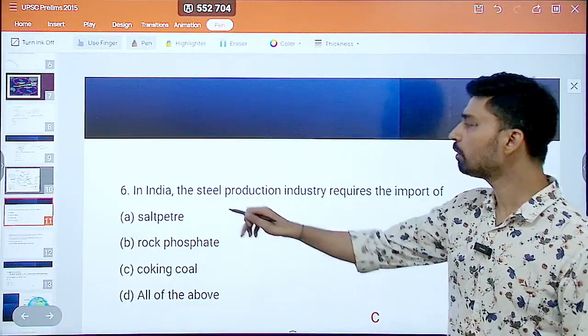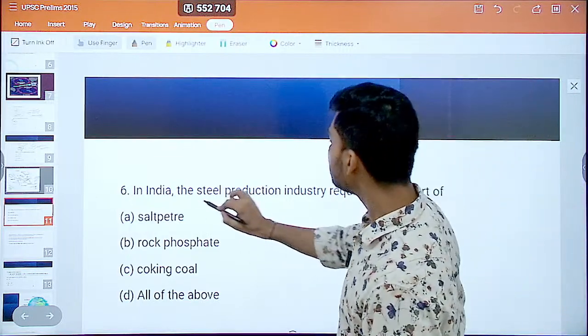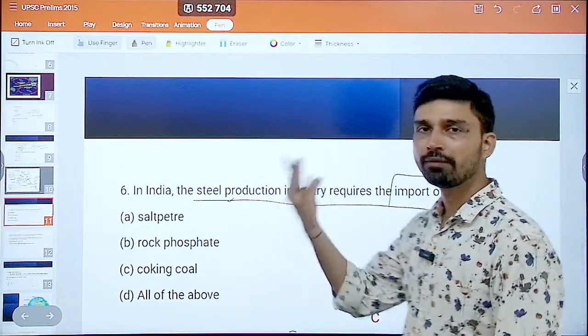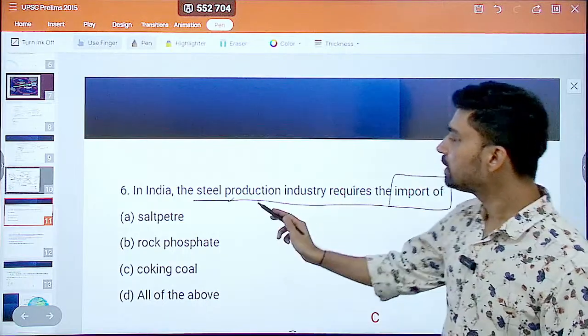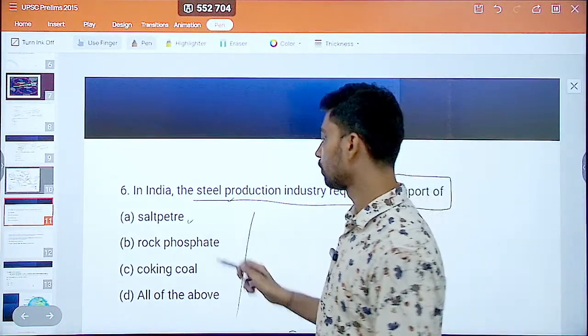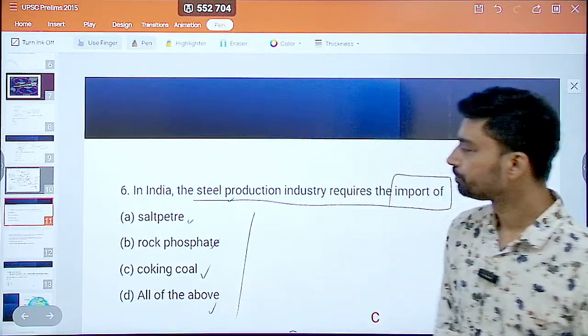Next question is about the industries, where it has been asked that in India the steel production industry requires the import. Import, we know that when we have to buy something from outside of India. So which of these are imported for the production of the steel in India? A, saltpeter, B, rock phosphate, C, coking coal, and D, all of the above.